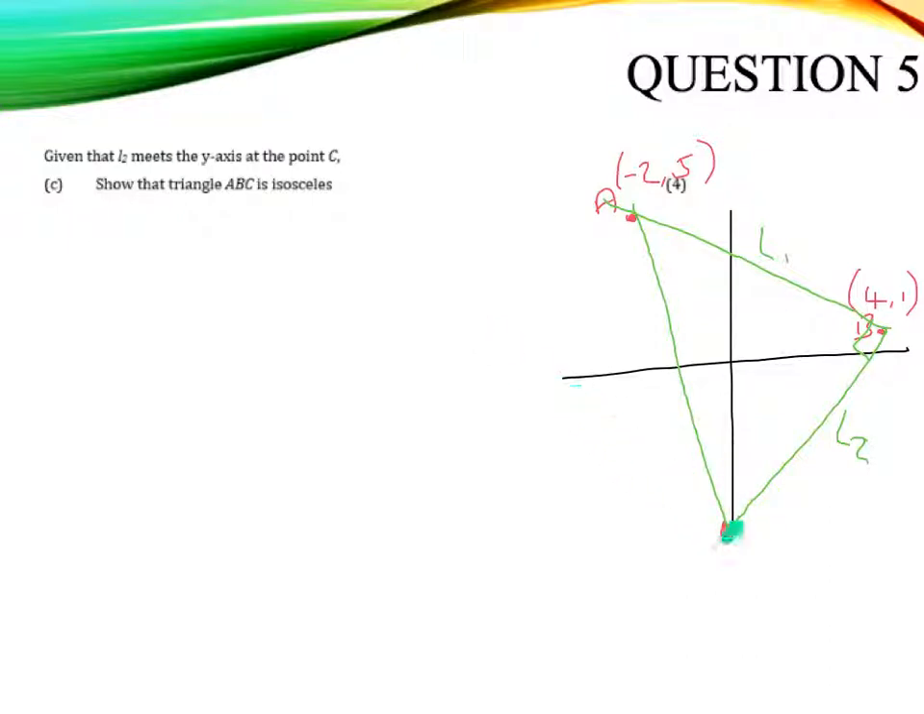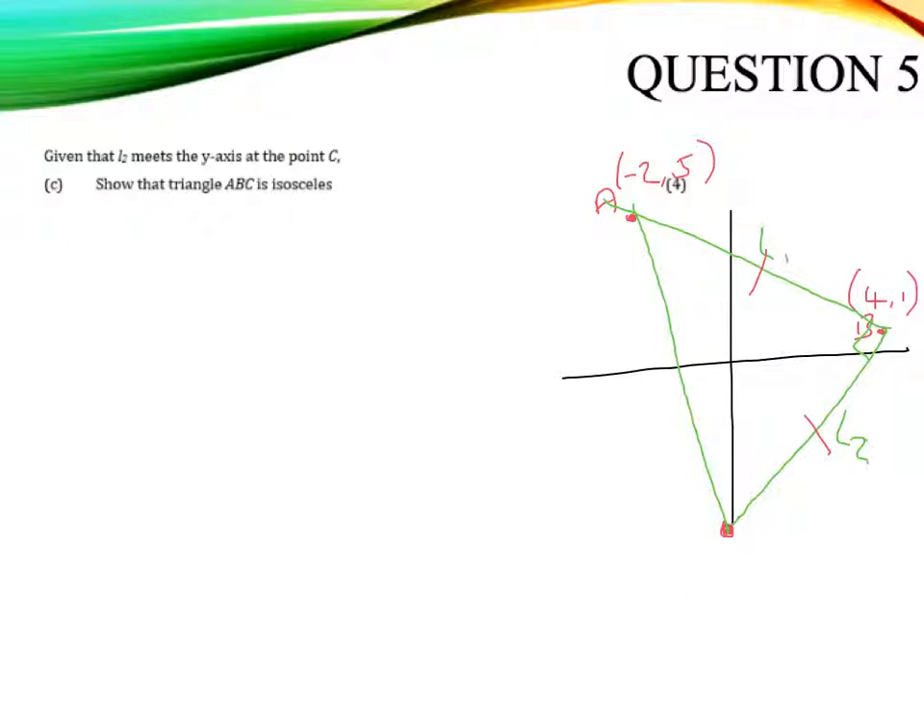Otherwise my line would be coming like this, and it wouldn't make a triangle at all. L1 and this new line would be parallel to each other, so that wouldn't make a triangle. So the only two lines that could make this isosceles would be these two lines here. Now we're going to have to work out the lengths of the lines to show that they're isosceles.